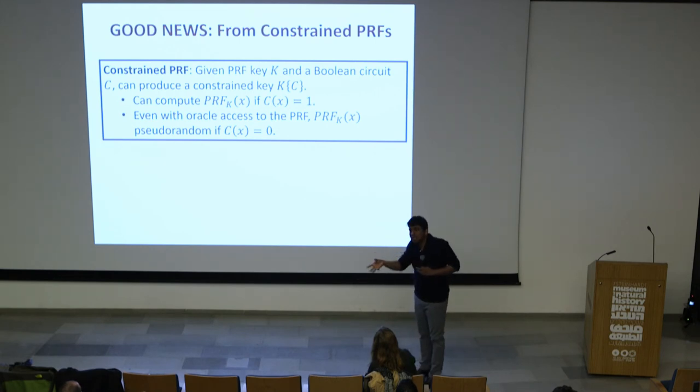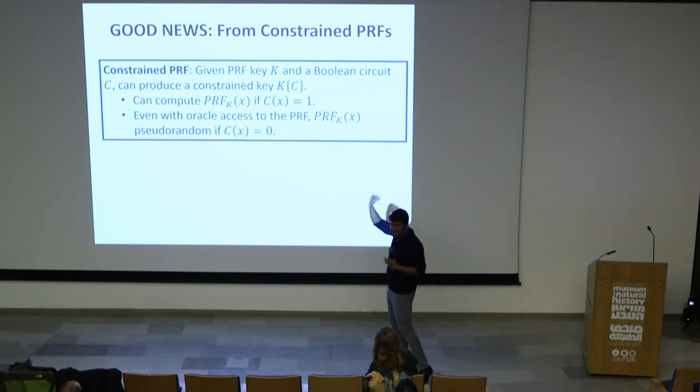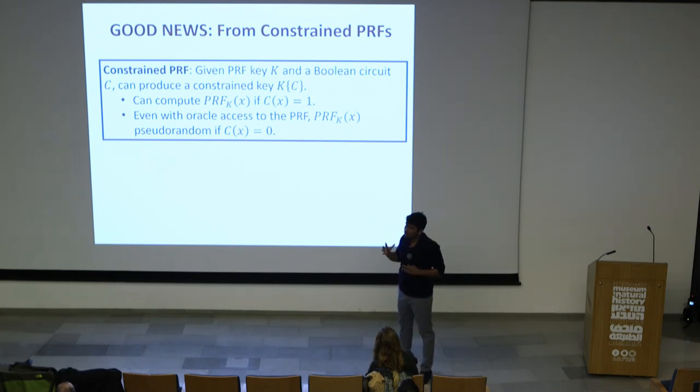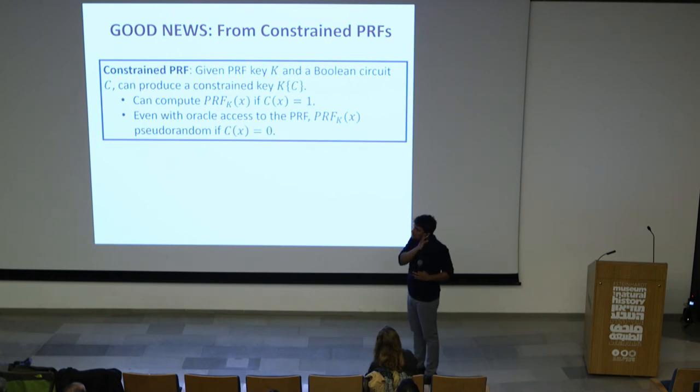What is a constrained key? You should think about it as something that can be used to evaluate the PRF on a subset of the inputs. Which subset? The point is, if X is such that C of X is 1, then given the constrained key, you can compute PRF of X. So the constrained key reveals a fraction of the truth table of the PRF, which fraction corresponds to where C of X is 1. And for the other ones, it is really pseudo-random. So it's an informal definition, but this is all we need.